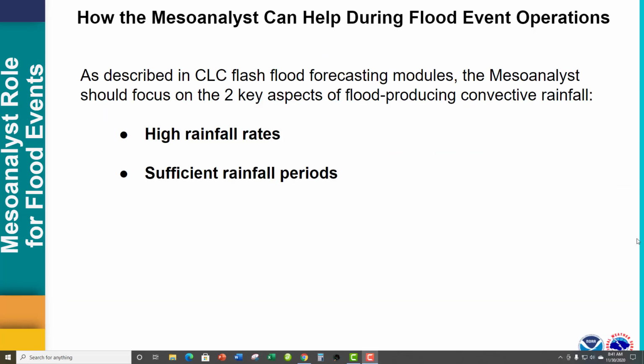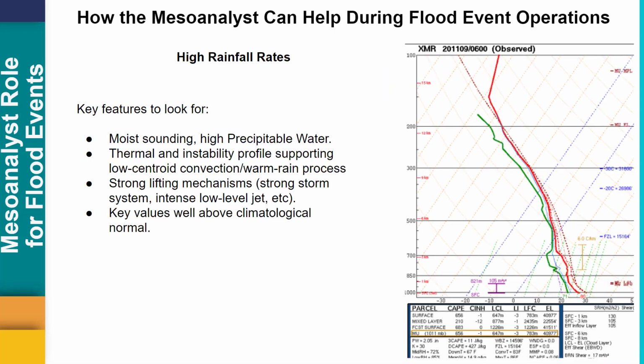As described in the flash flood modules in the CLC, the mesoanalyst focuses on two key aspects of flood-producing heavy rainfall: excessive rainfall rates and sufficient rainfall durations. Both focus on the rapid accumulation of rainfall during a short period of time that could lead to flooding. The sounding to the right shows an example of a favorable profile for high precipitation rates, including a deep, moist, above freezing layer with a narrow positive area as far as CAPE, supporting lower centroid convection and more of a warm rain process.